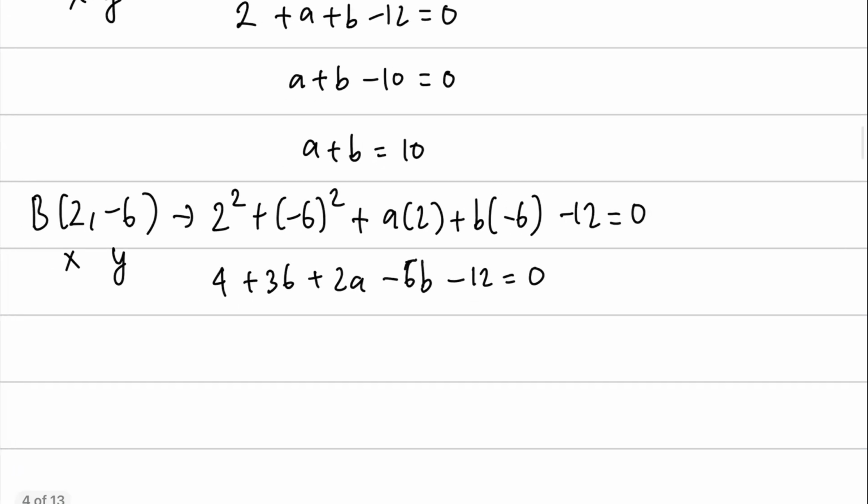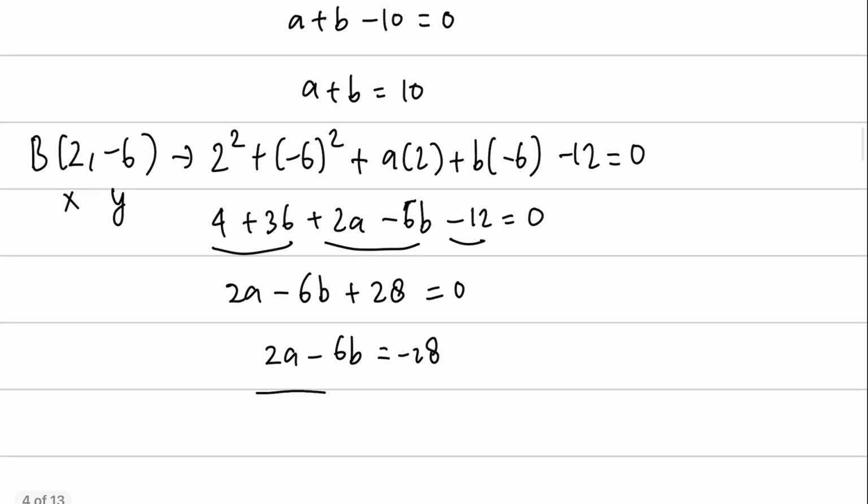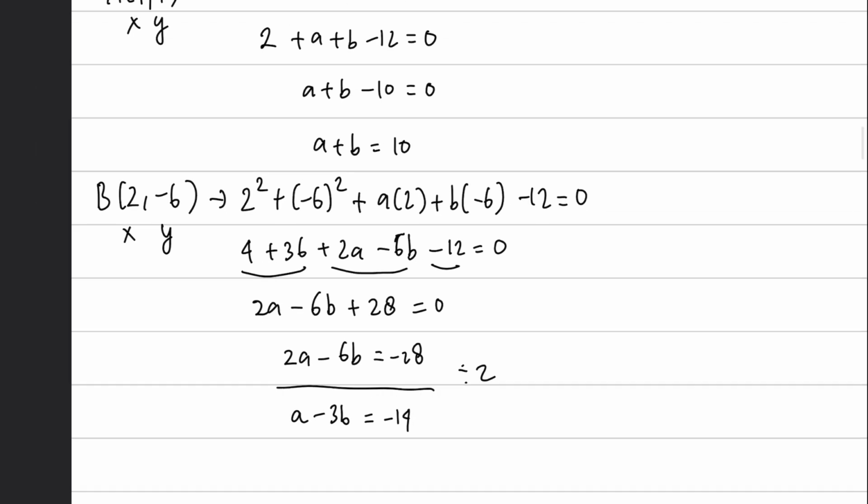And then we just simplify. This is 2A minus 6B. This is 40 minus 12, you will get plus 28 equals 0. So we have 2A minus 6B equals minus 28. You can simplify more. Divide both sides by 2. You will get A minus 3B equals minus 14.